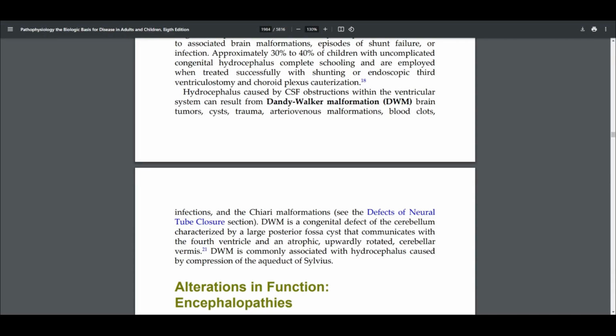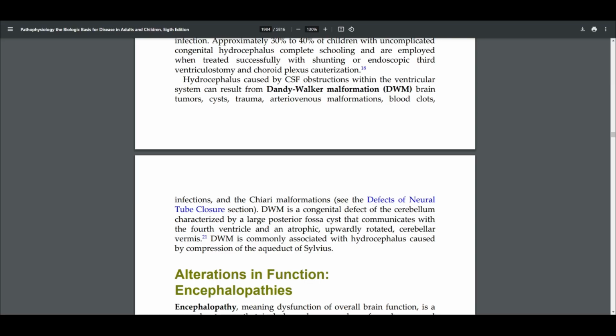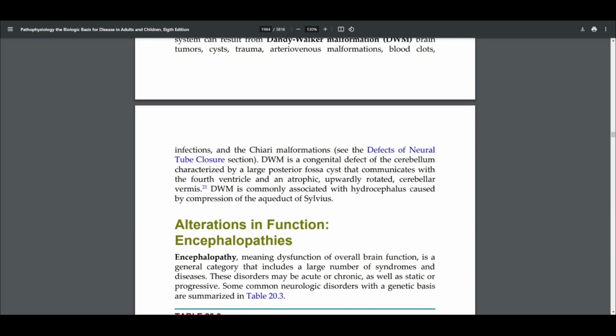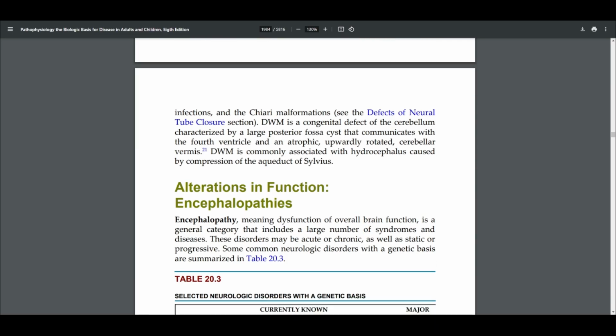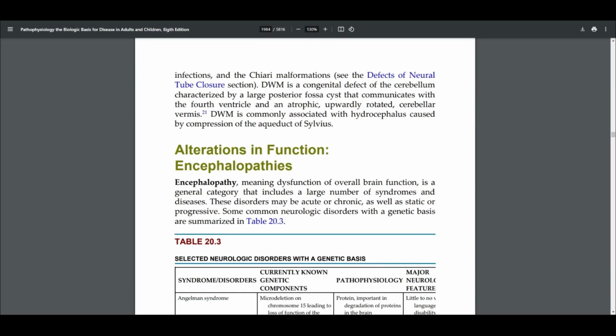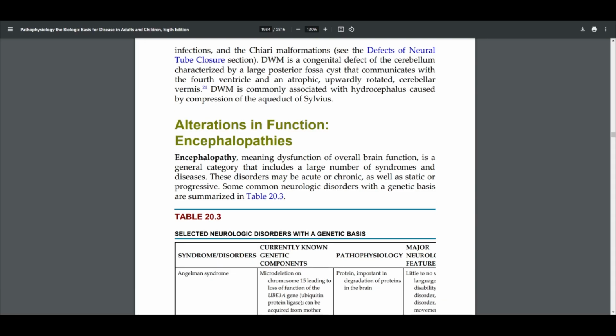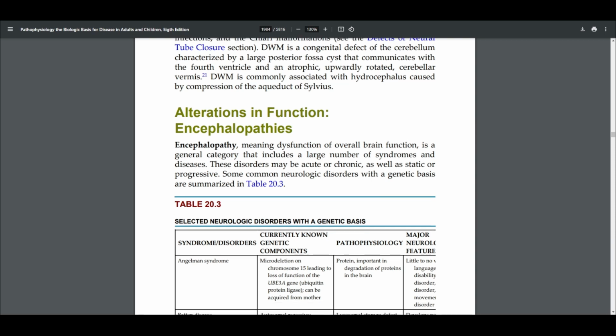Hydrocephalus caused by CSF obstruction within the ventricular system can result from Dandy-Walker malformations, brain tumors, cysts, trauma, arteriovenous malformations, blood clots, infections, and Chiari malformations. The DWM is a congenital defect of the cerebellum characterized by a large posterior fossa cyst that communicates with the fourth ventricle, and an atrophic, upward rotated cerebellar vermis. DWM is commonly associated with hydrocephalus caused by compression of the aqueduct of Sylvius.